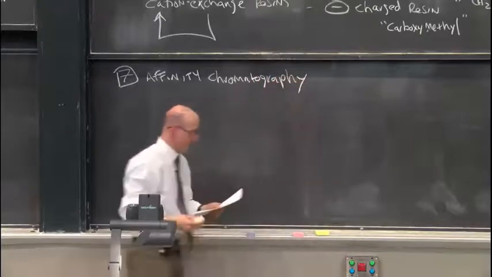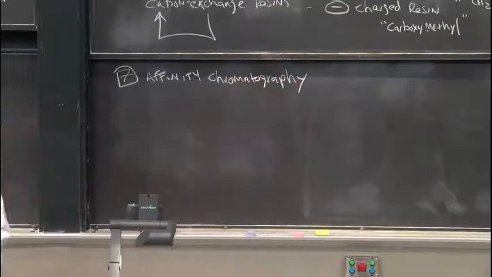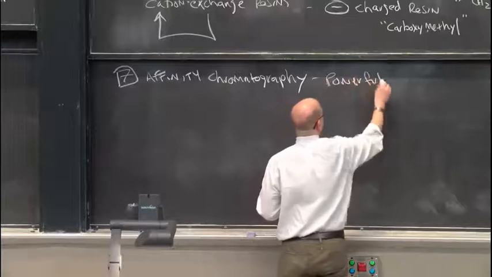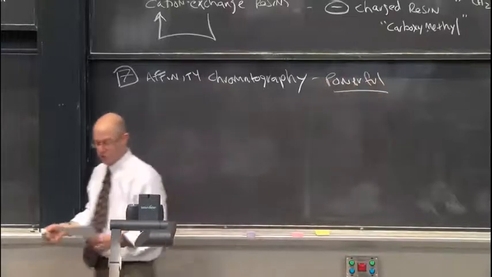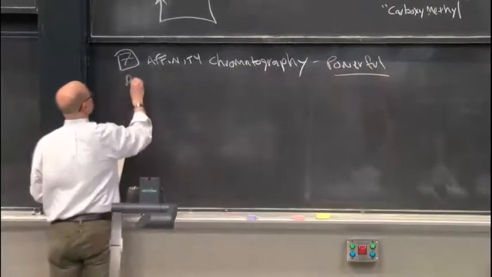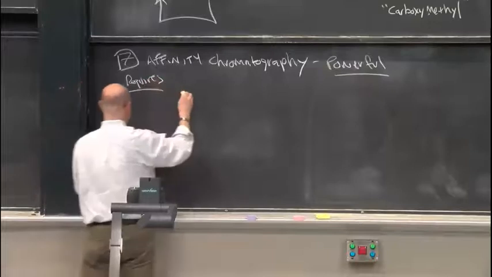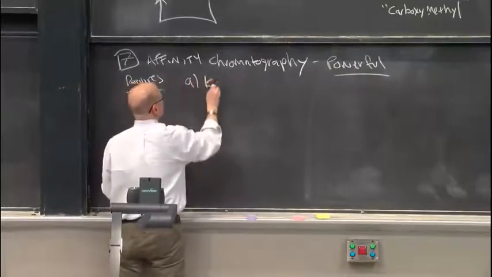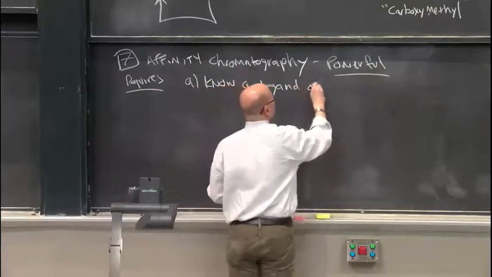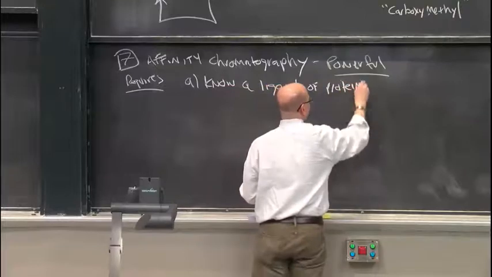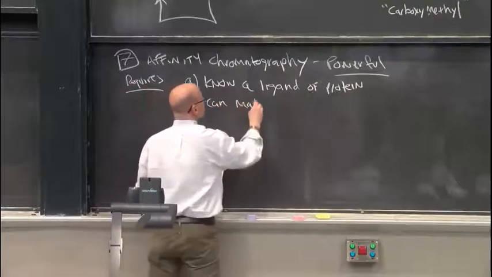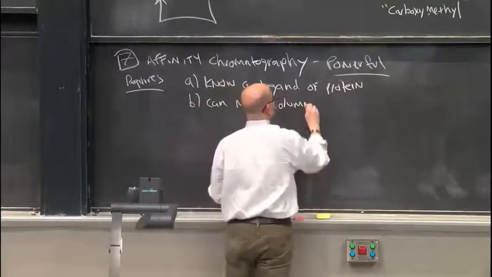Affinity chromatography. Let me tell you, affinity chromatography is incredibly powerful. It's so powerful that you can sometimes purify your protein in one step. But it requires two things. It requires that you know a ligand of your protein. That is, you have to know your protein wants to bind to something. And it requires that you can make a column with the ligand attached.